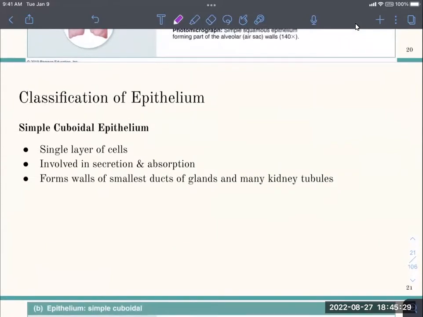We have simple cuboidal epithelium. Again, simple, so it's a single layer. Simple cuboidal is found in secretion and absorption areas. So they are found in the ducts of glands and in those kidney tubules because they need to secrete or absorb. Glands tend to do more secretion while the kidney tubules tend to do more absorption.